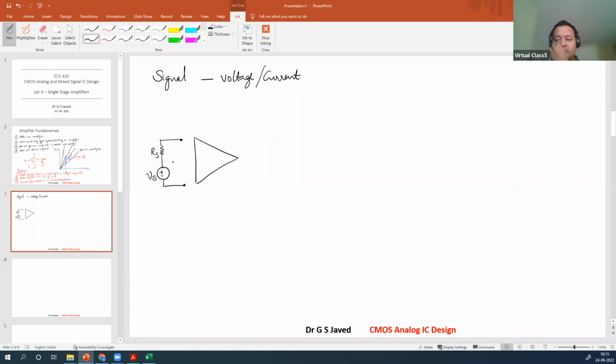Now with this input, you have got two kinds of outputs you can give in this one. So one, you can get either a voltage output, V out, across the resistor RL, right? So you have plus or minus, or you can do the same thing with a current output.